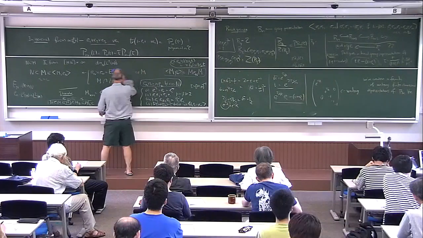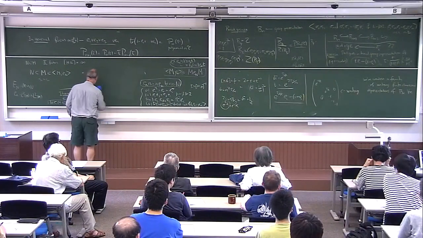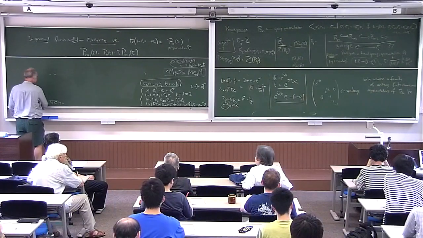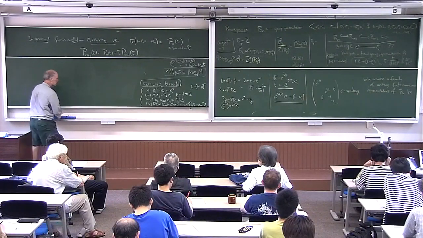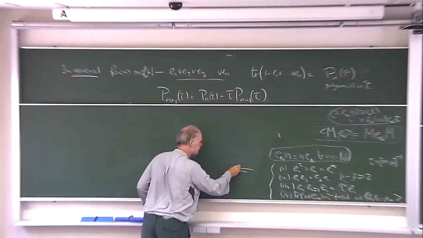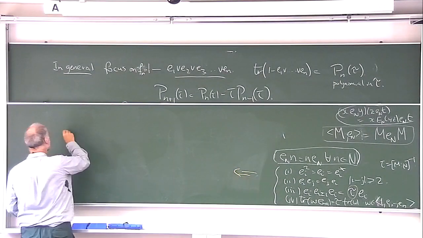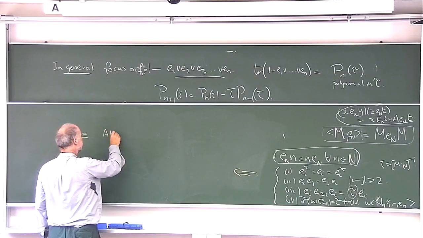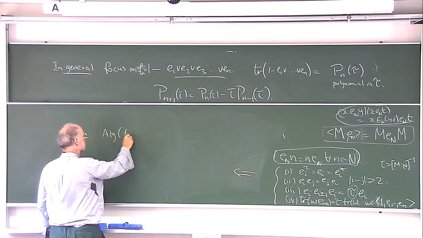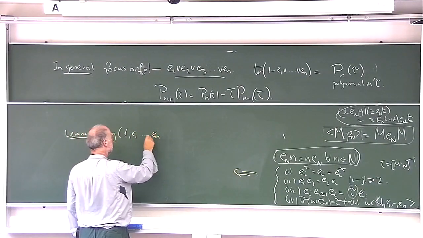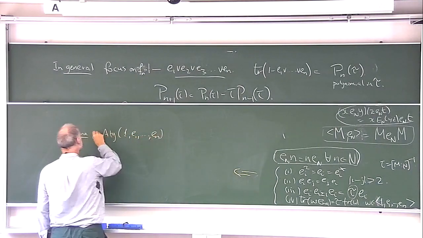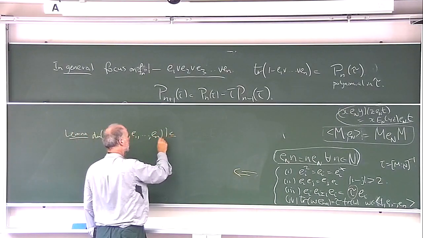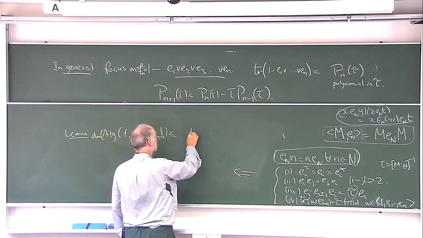So let's go over here and have a lemma. The lemma will be that these relations imply that the algebra generated by these is not only finite dimensional, but the dimension is less than or equal to one over n plus one.